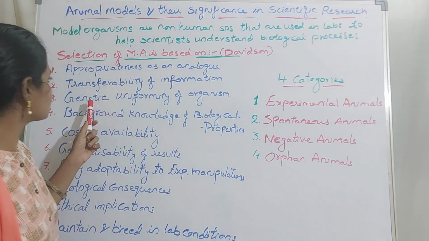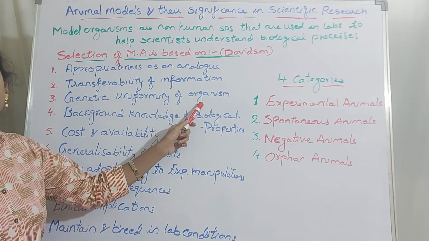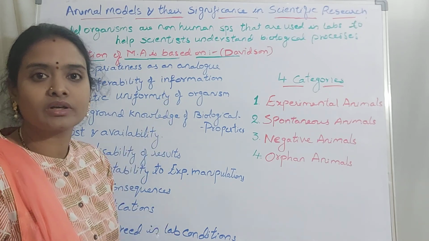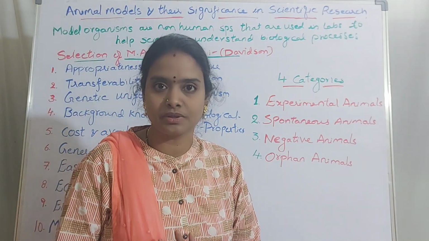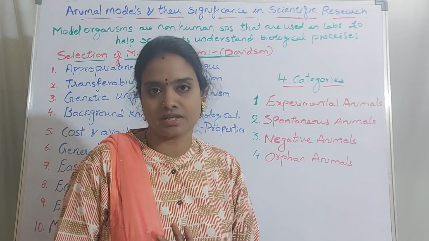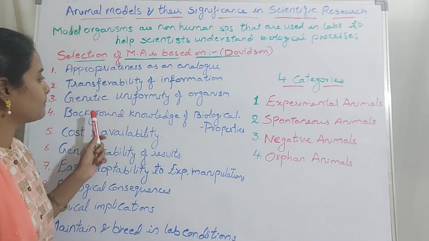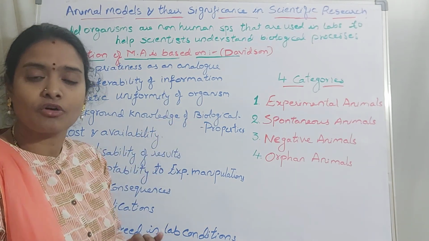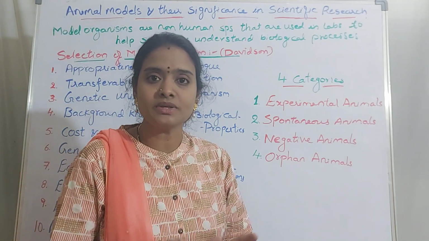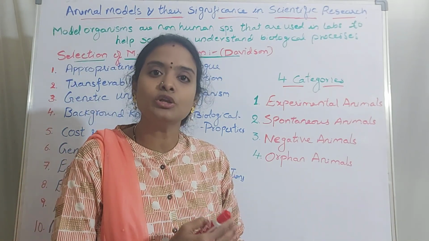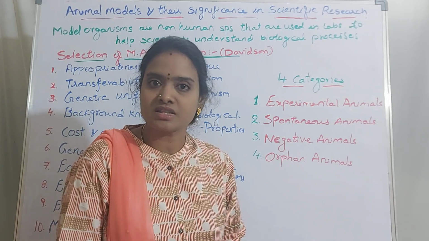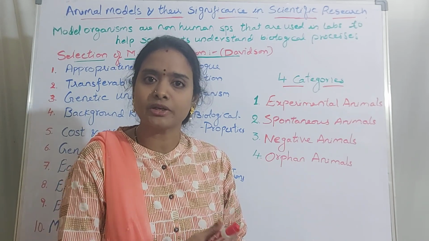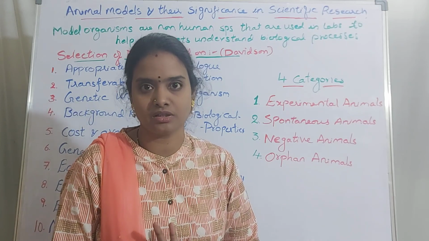Then the next characteristic is the genetic uniformity of the organism. Genetic uniformity means the genome of all the organisms must be the same and stable. There should not be any variation in their genetics. The next one is background knowledge of biological properties. When you know the biological properties of an animal, the background includes the previous generations also. So you will have complete knowledge about the digestive system, reproductive system, vascular system and all the biological or metabolic activities occurring in that particular animal.